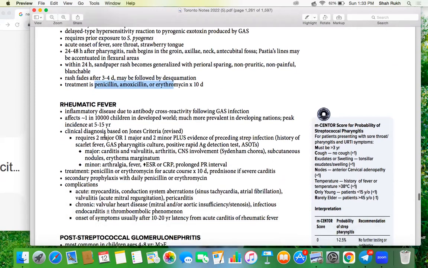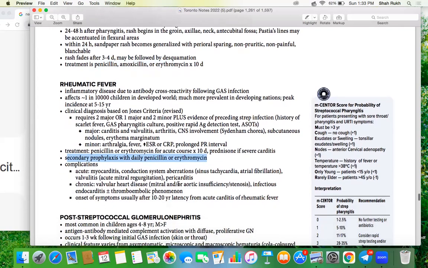Then rheumatic fever, it is basically an inflammatory disease, and for clinical features you need to know the Jones criteria. On the basis of that, you are going to start treatment, which is basically penicillin, and secondary prophylaxis with daily penicillin. So you need to know when I am going to give the prophylaxis. Then complications: myocarditis, conduction abnormalities. All of these infections can spread all the way.